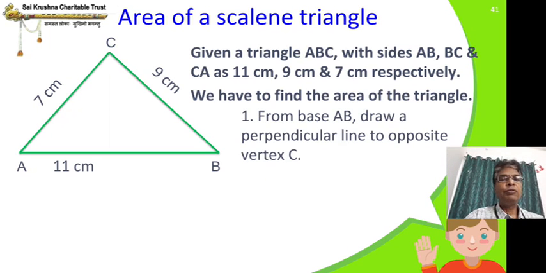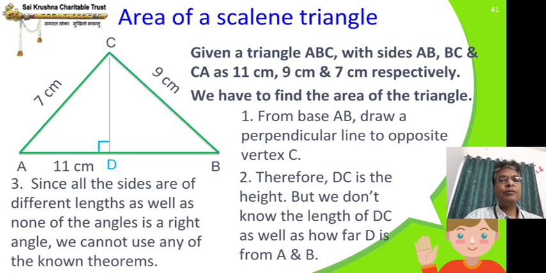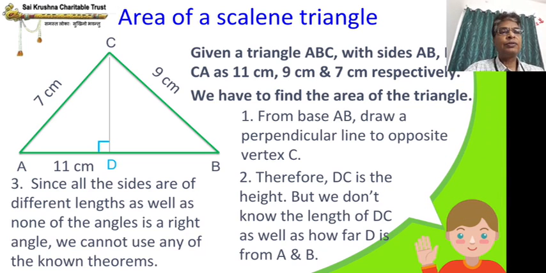From base B, again we do the same thing. We are drawing the height. So we have to find out how far D is from A, as we did in isosceles and equilateral triangles. Therefore DC, but we don't know what the length is, right? Since all the sides are of different lengths, and none of the angles is a right angle, we cannot use any known theorems. So here we are not able to proceed further. We are not able to use any congruence rules. We cannot use a right angle, or Pythagoras theorem. So what to do? Let's go to the next page and see what we will do.